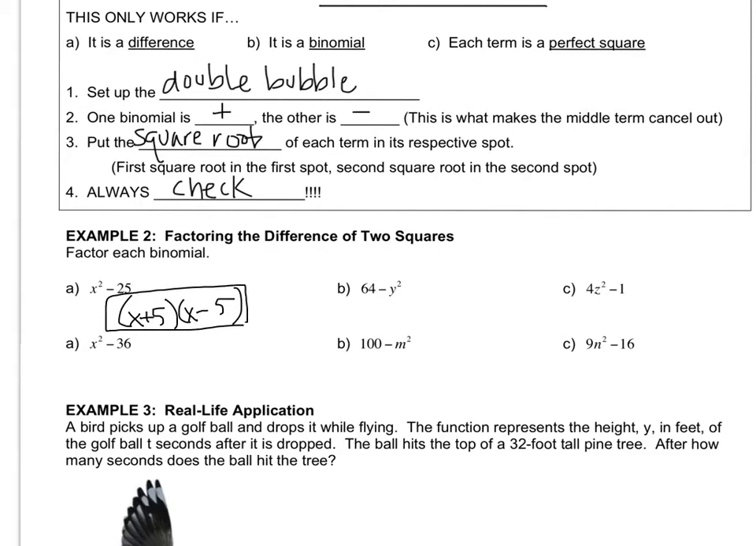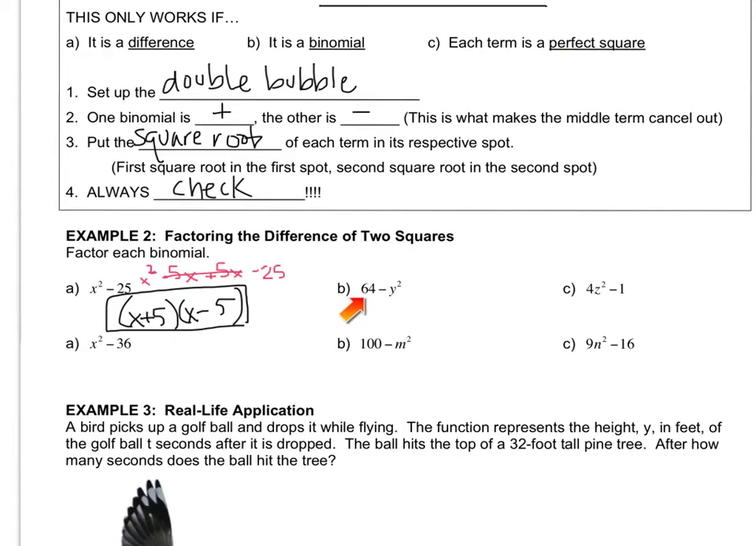You want to double check using FOIL. X squared minus 5x plus 5x minus 25, and you know these would cancel, so it checks. Letter B.